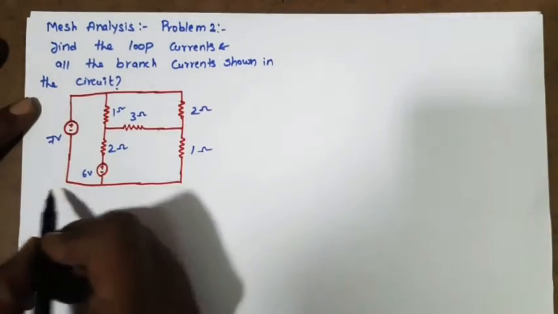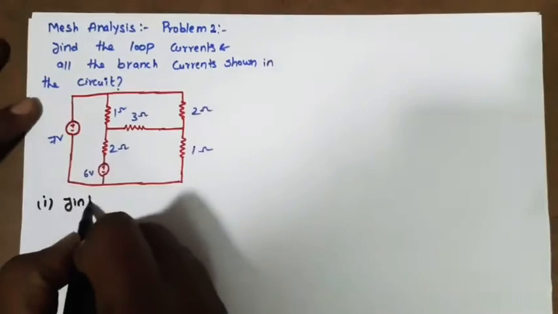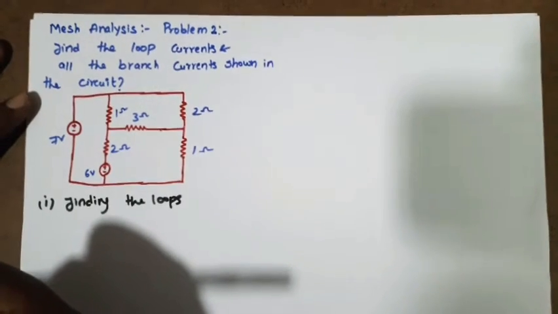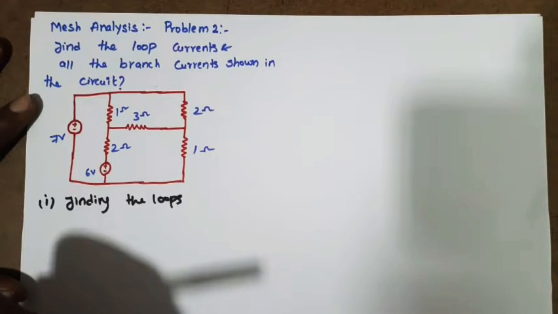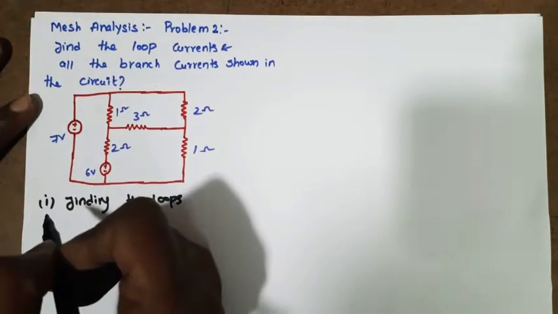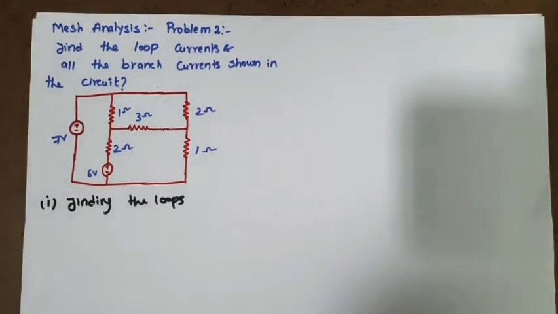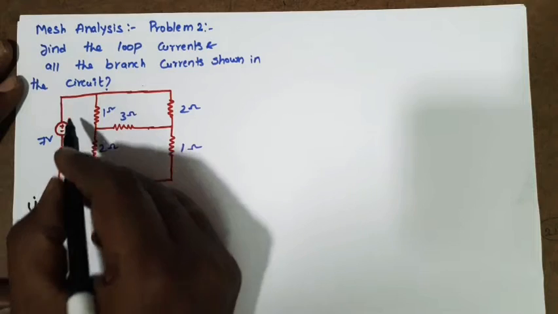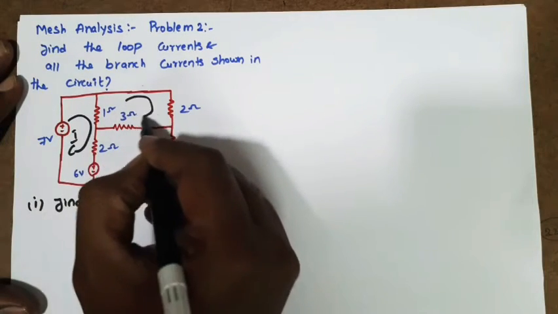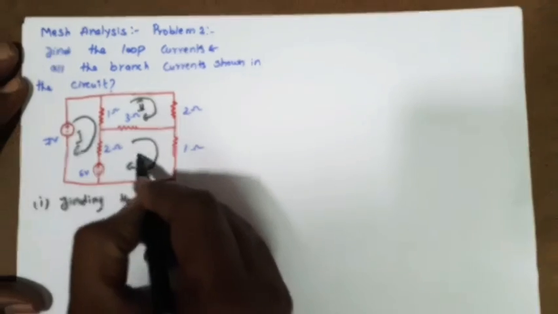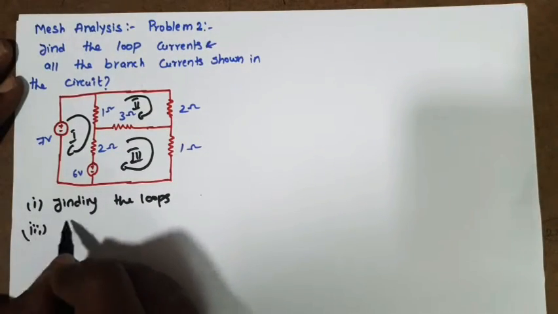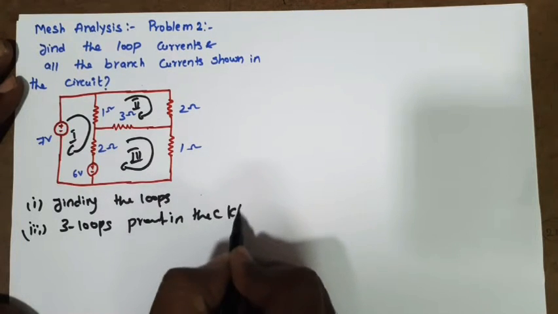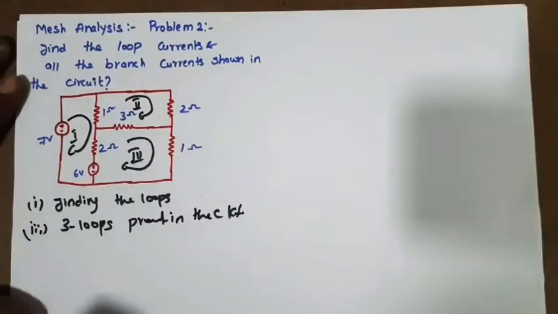What is the first point? Finding the loops. First of all, we are going to find how many loops are present in the circuit. See here: one is the first loop, second loop, and another one is the third loop. So there are three loops present in the circuit. Is it clear? There are three loops present in the circuit.